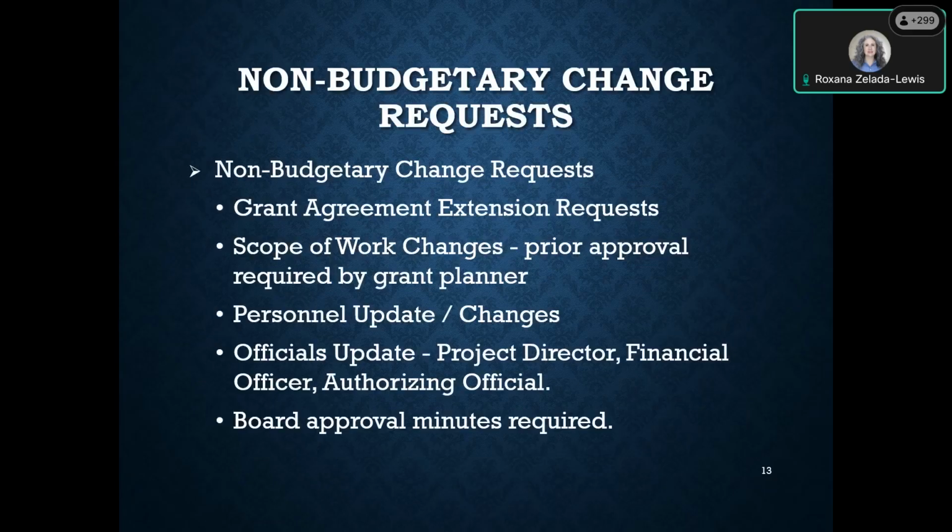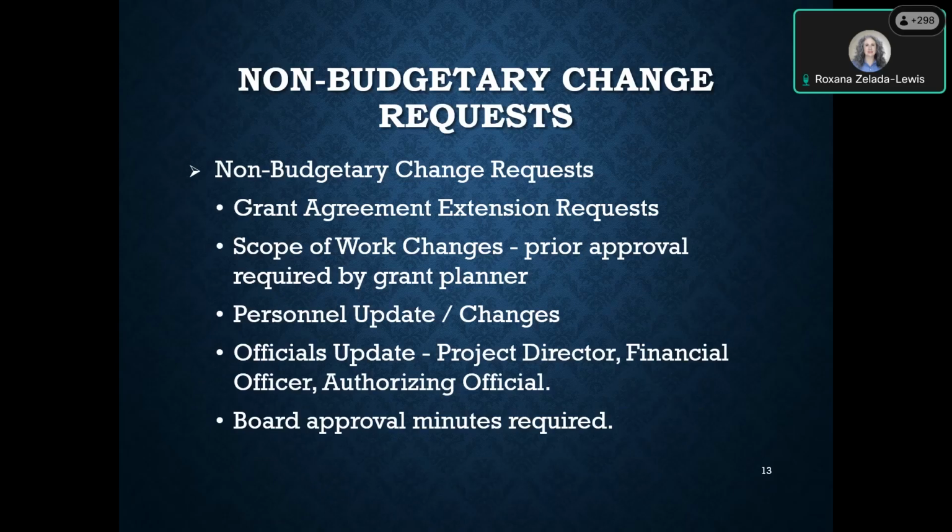There are two types of change requests, also known as adjustment and notification. The non-budgetary change request is used for proposed changes to the originally approved grant agreement, such as an extension to the period of performance, changes to the scope of work. These changes include adjustments to the project's abstract narrative and changes to goals and objectives. Scope changes require prior approval from the planning team and your grant administrator.